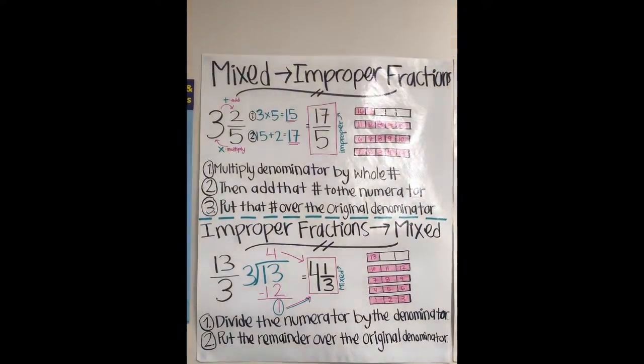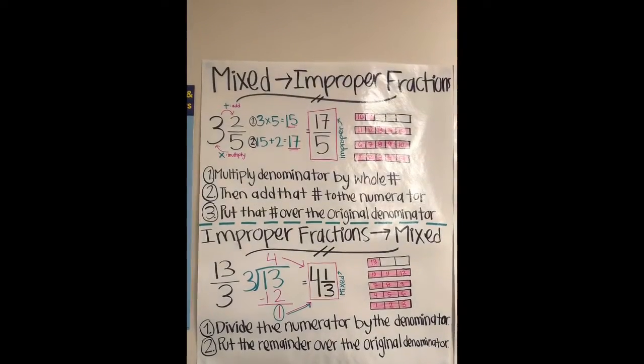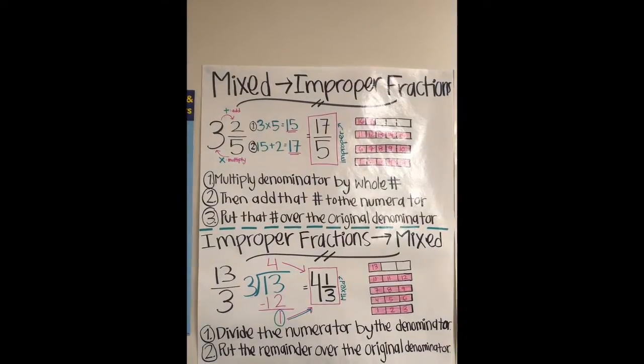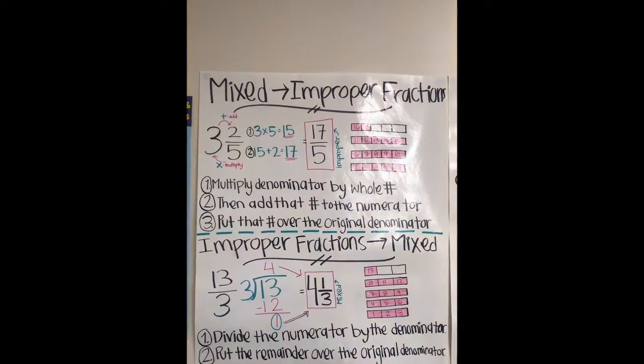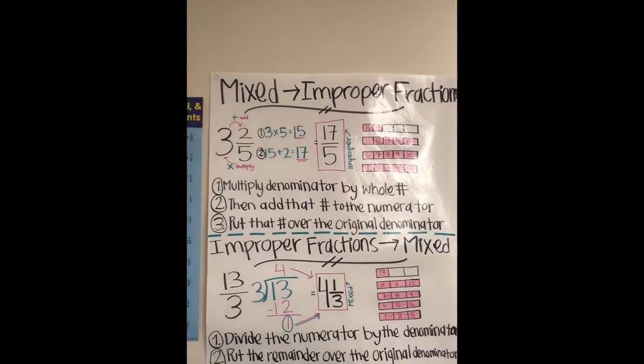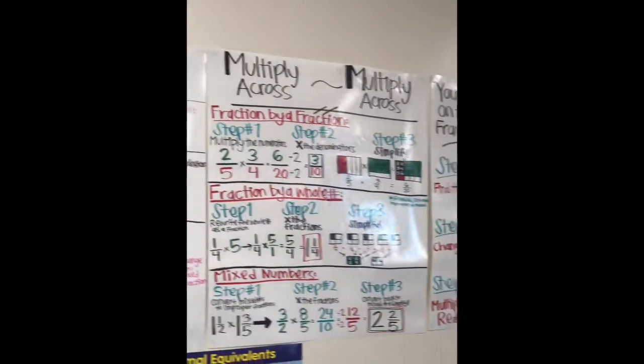Number one, multiply the denominator by the whole number. Then, step 2, add that number to the numerator. Step 3, put that number over the original denominator. Then you go through these steps for multiplying.